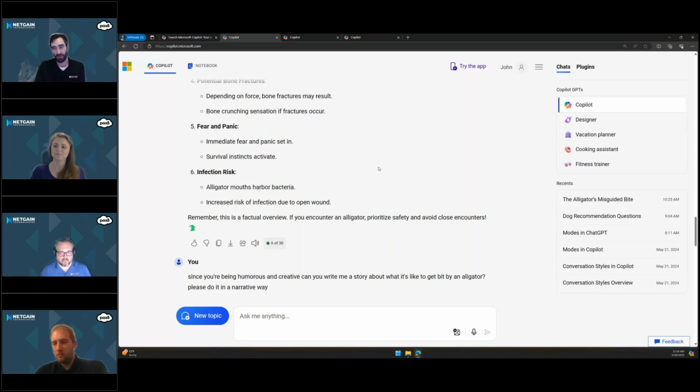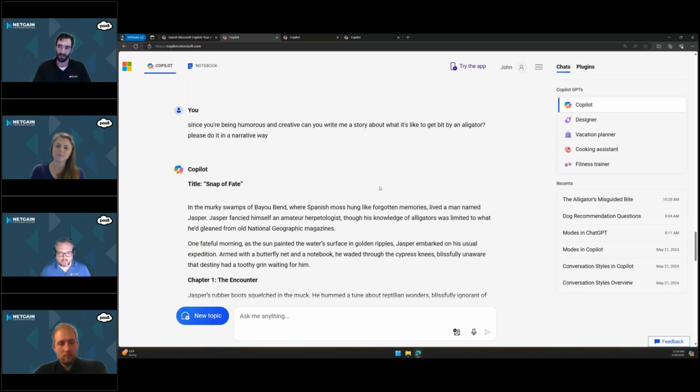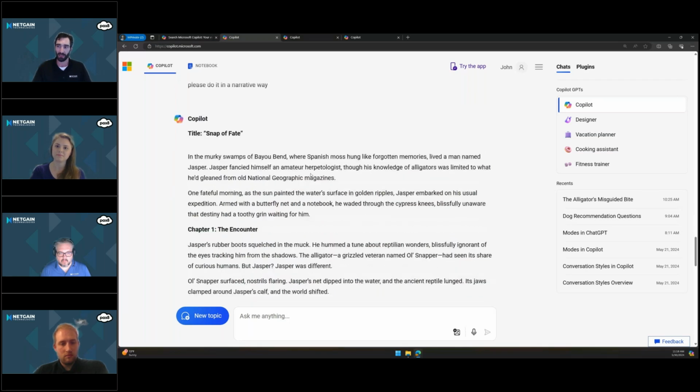Now we can take it one step further and add more to it. Since he's already being humorous and creative, can you write me a story about what it's like to get bit by an alligator? But I want you to do it in a narrative way. So now we're using a few of these pieces we've spoken about to build something here. Sure, no problem, right? Copilot's great. He even gave us a title, and he starts to narrate this story about Jasper in the swamps of the Bayou Bend, right?